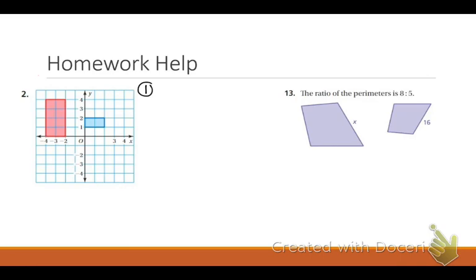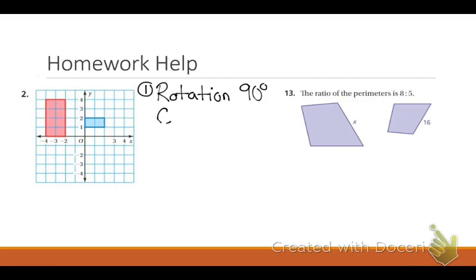Anybody have an idea? Want to raise your hand? Tell me what you think the first transformation might be. Micah, what do you think? Yes, it is a rotation. So that's the one I want you to start with. Go ahead and rotate this figure 90 degrees clockwise.